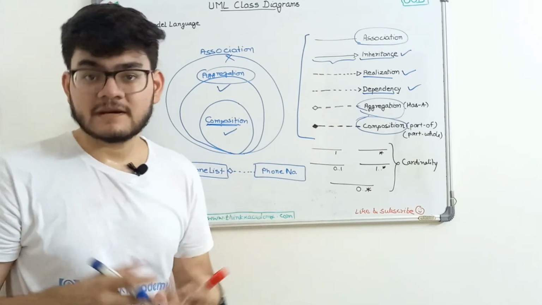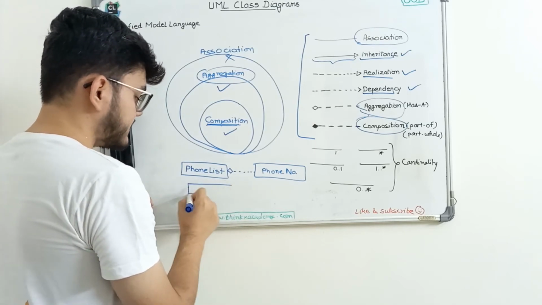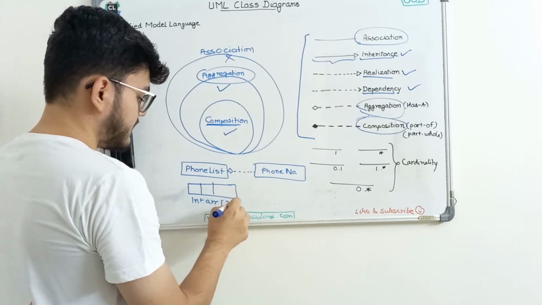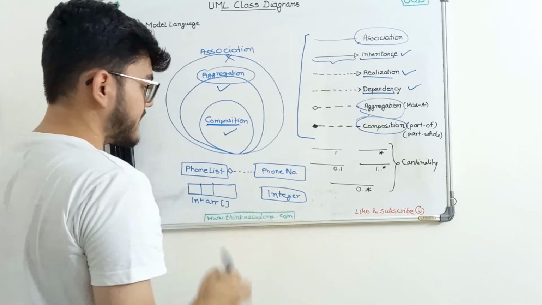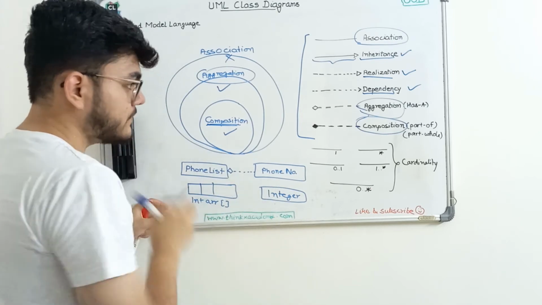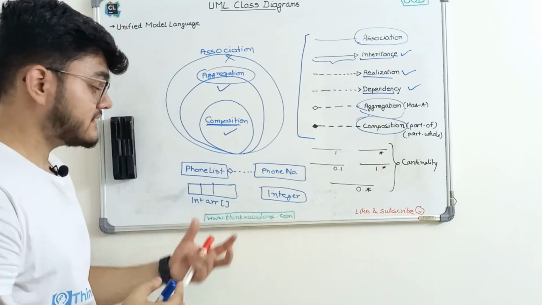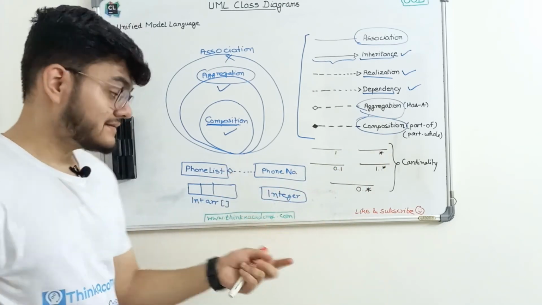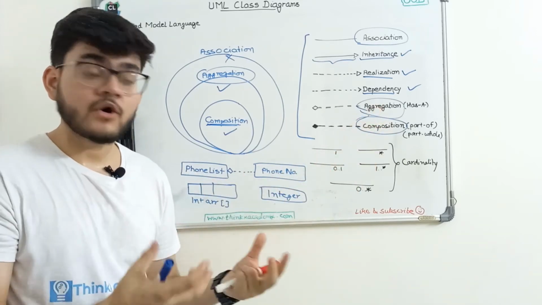Can you consider some more examples of aggregation? You can consider an integer array, right? So let's consider a simple integer array, which is composed of integers. And let's say we have an integer here, and we can have multiple integers. So can I say integer is a part of integer array? Yes, it is a part of. Can I say that this integer array and this integer can exist independently? The answer is yes. It means aggregation is there, right?